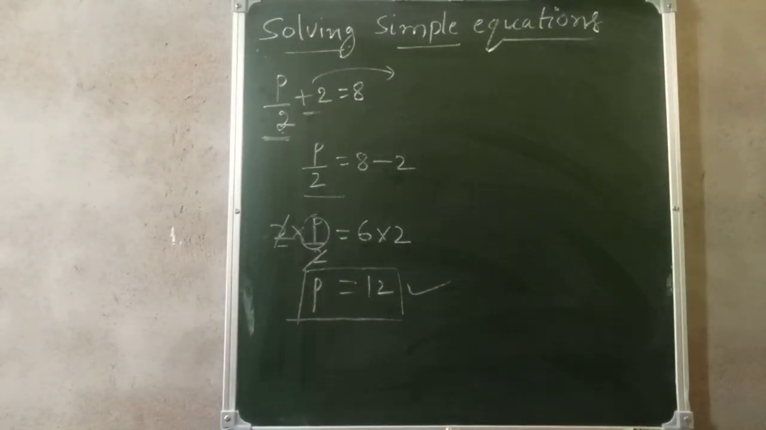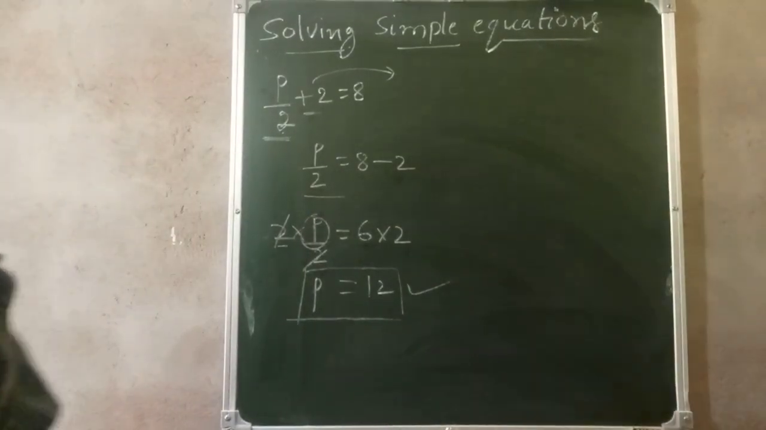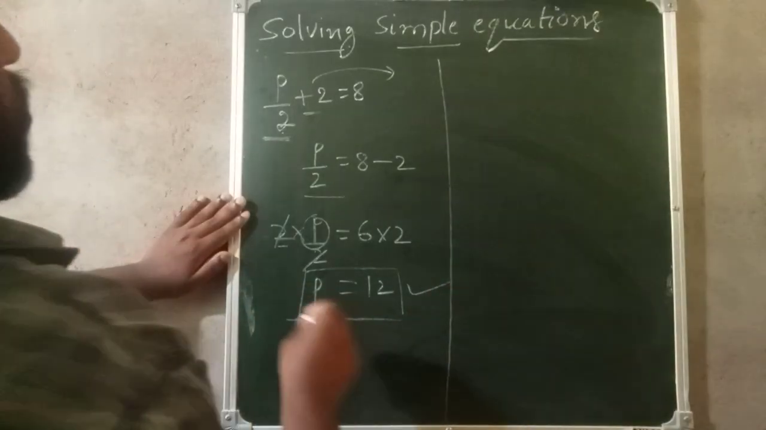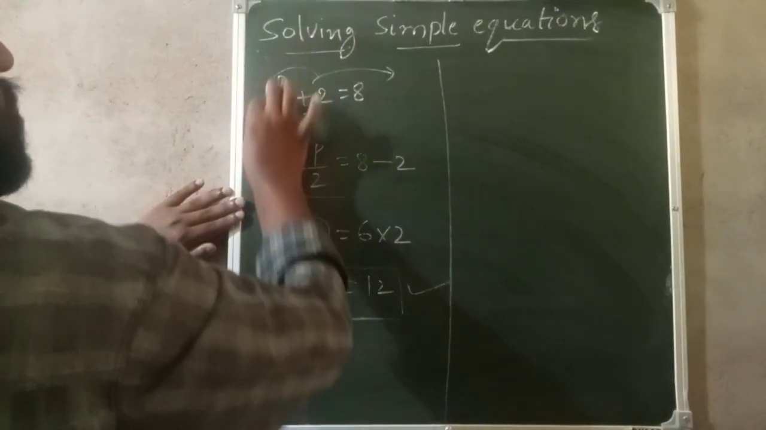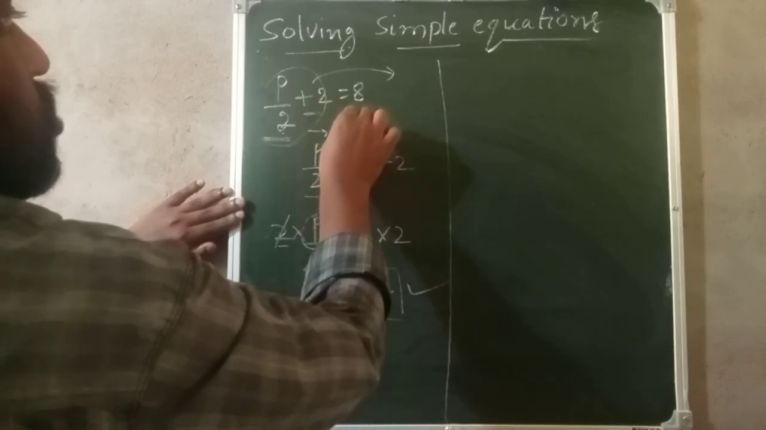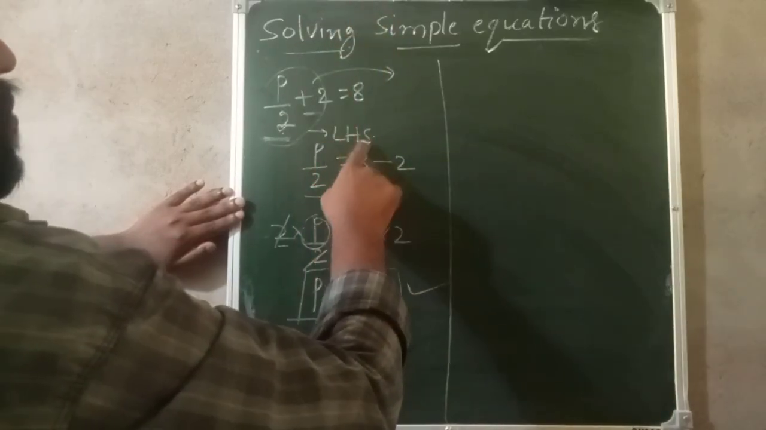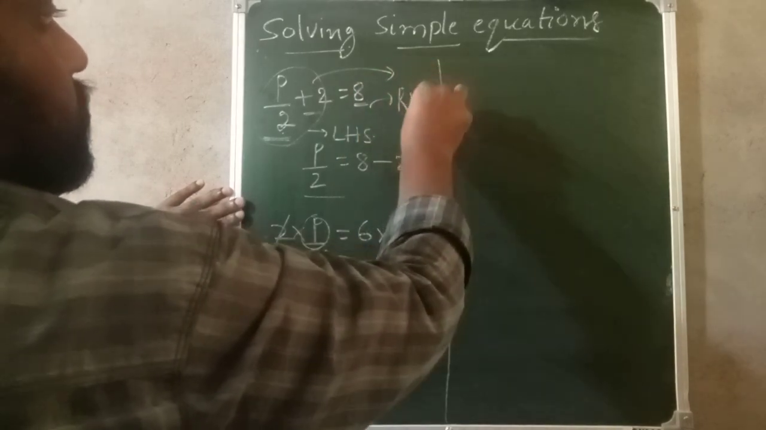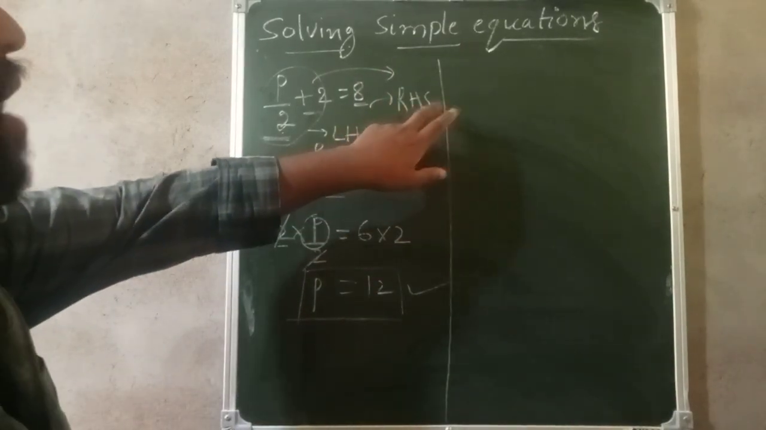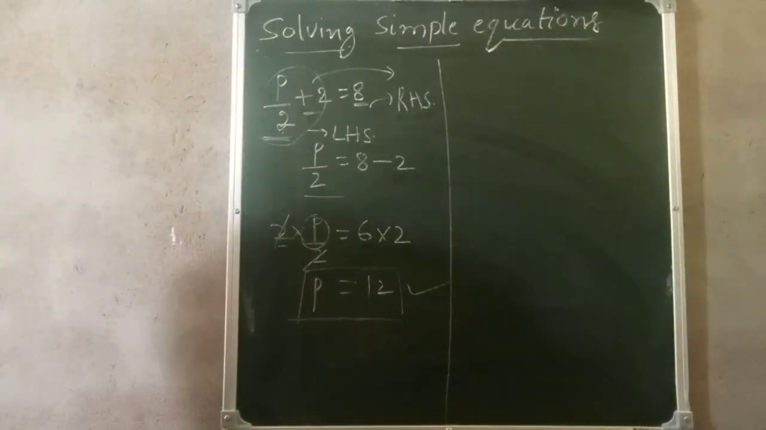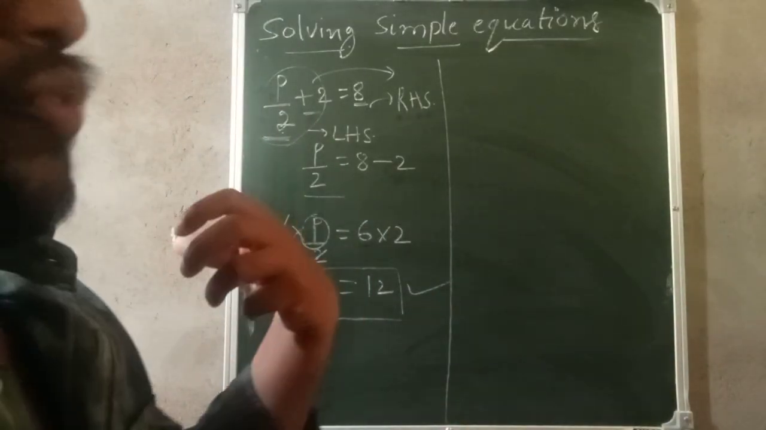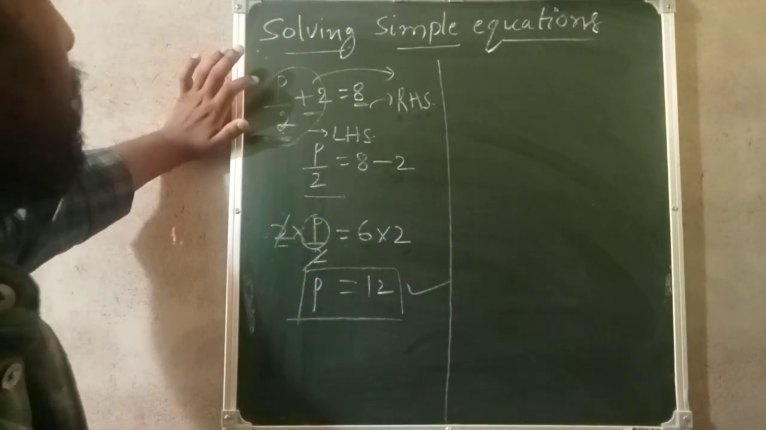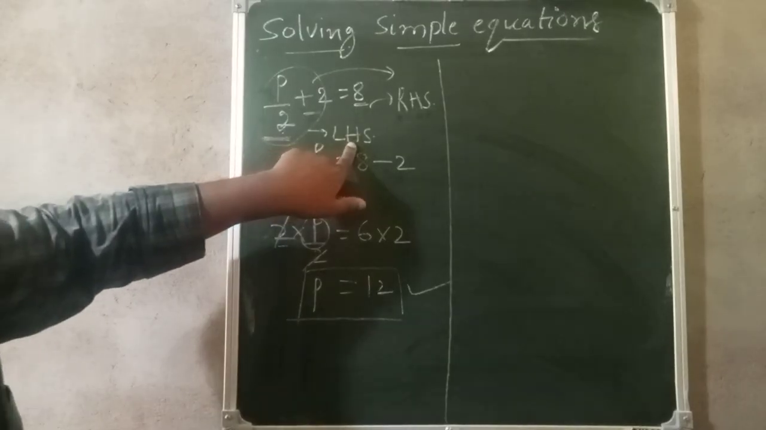Now we will check whether this answer is correct or not. Before that, whatever is there before the equal sign is the LHS. LHS means left hand side. Whatever is there after the equal sign is the RHS, which means right hand side. Now check on which side the variable p is present. Variable p is present here, that means p is present on the LHS.